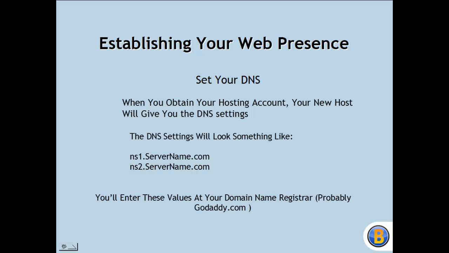So when you obtain your hosting, you'll receive an email with the proper DNS settings. There are usually two different values, and they'll look something like ns1.someservername.com and ns2.someservername.com. The first thing you'll have to do is go back to your domain name registrar, which was probably GoDaddy, and update the name servers with the new values you just received.